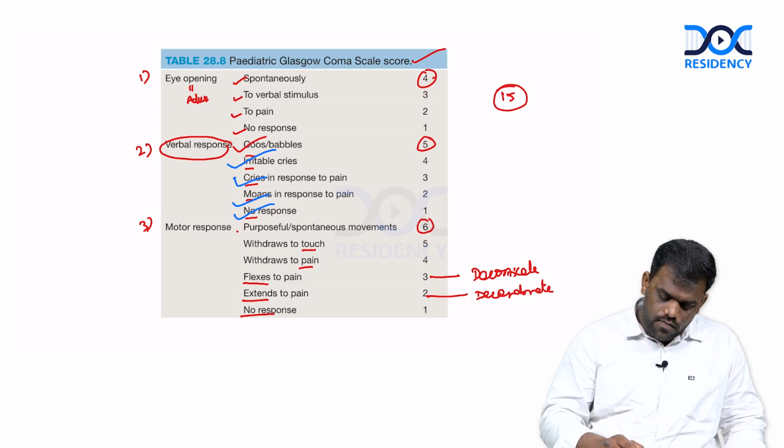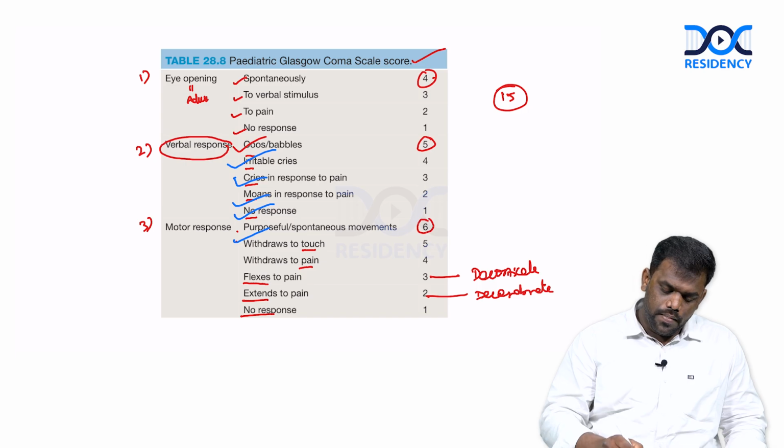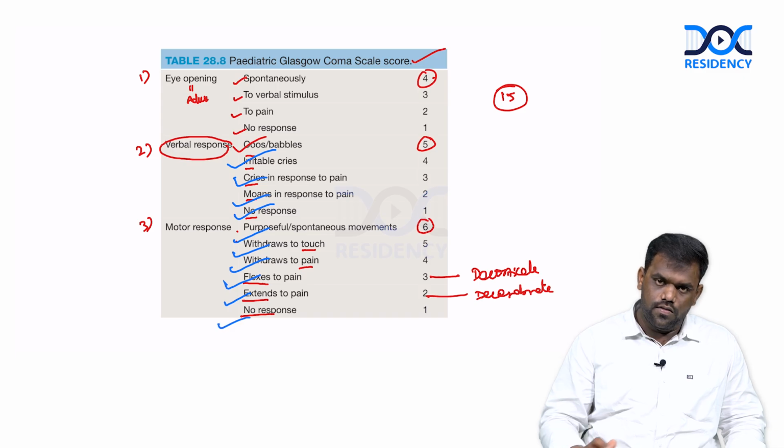For the motor response, whenever the child has playful activities, plays by itself, with spontaneous movements, the score is 6. When it withdraws to touch, the score is 5. When it withdraws to pain, the score is 4. Flexion to pain, the score is 3, extension to pain, score is 2, and no response, score is 1.